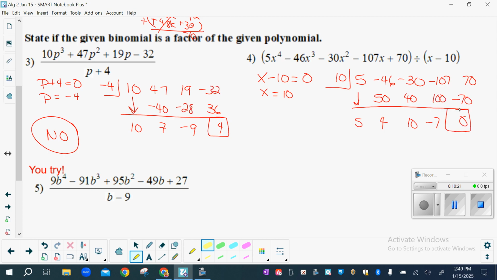So the remainder is 0. Yes or no? Yes, because the remainder is 0. That's right. So this is your answer, yes. Go ahead and do the you-try, please. The first one would be you try one. It's no. The answer is no.